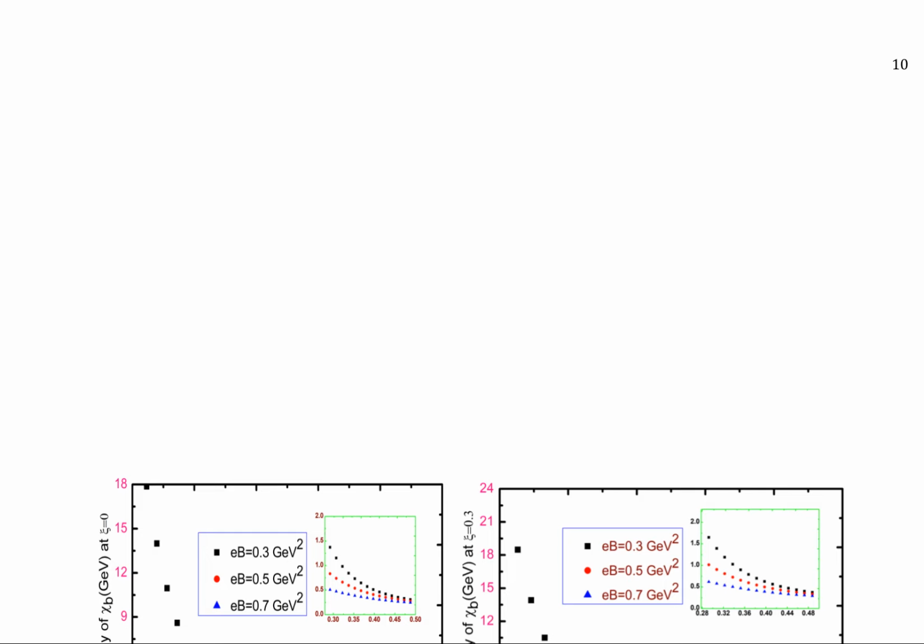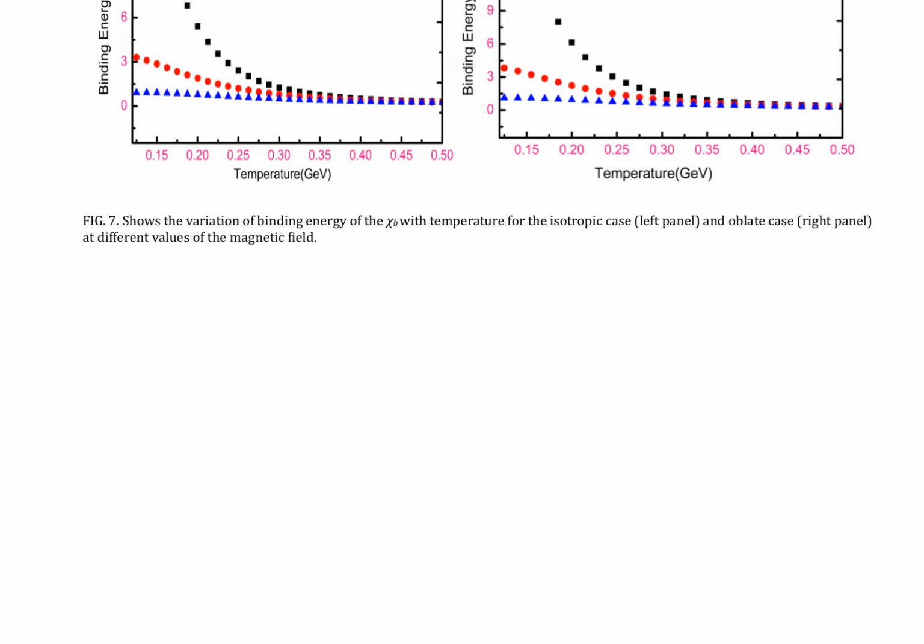These figures collectively highlight the significance of anisotropy in modifying the binding energy's response to temperature and magnetic field variations. The chi-C and chi-B states demonstrate distinct behaviors, underscoring the importance of considering both isotropic and oblate cases when modeling these systems. The presented results provide valuable insights into the intricate relationships between temperature, magnetic field, and binding energy in these systems, paving the way for further investigations into the underlying physical mechanisms.